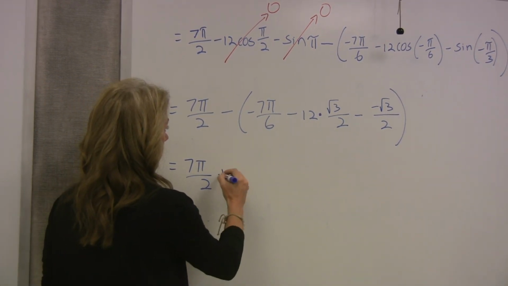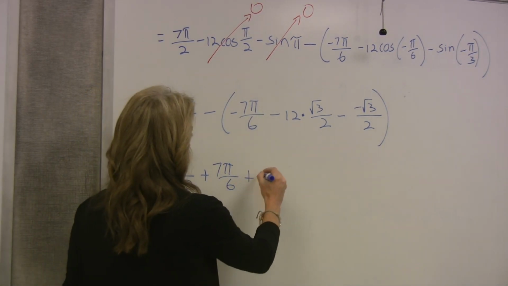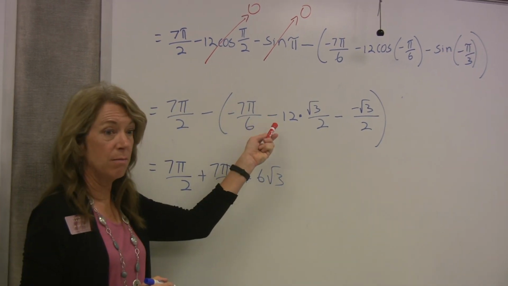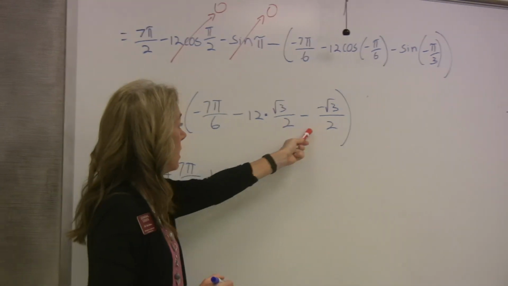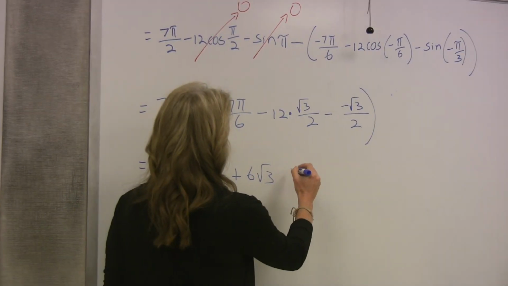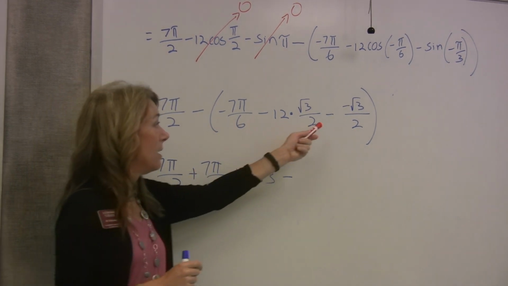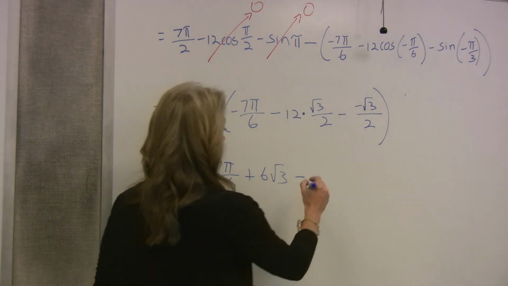7 pi over 2 plus 7 pi over 6 plus 6 root 3. I'm distributing this negative through here. What's here? That's 6 root 3. And this is plus, oh, it's minus. Careful here. I've got a minus and a negative, which I almost lost up there. So it's negative root 3 over 2.